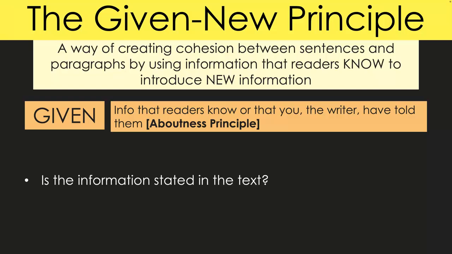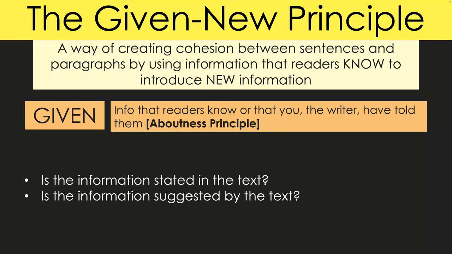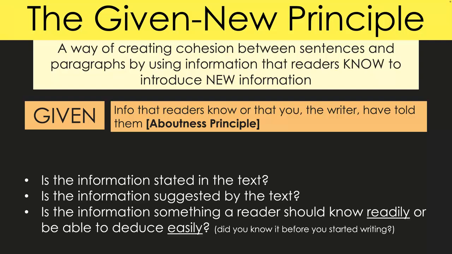And you can basically ask yourself these questions. Is the information stated in the text somewhere? Is this information suggested by the text, like a reasonable person should be able to put two and two together? Is the information something that a reader should readily know or be able to deduce easily? Like, if it's something that we should all know, that the United States was founded in 1776, you can sort of take that for granted that we know that. You don't really have to go into a whole sentence about 1776 was a very important year because that's the year the United States declared independence. Yeah, we know. We know all of that.